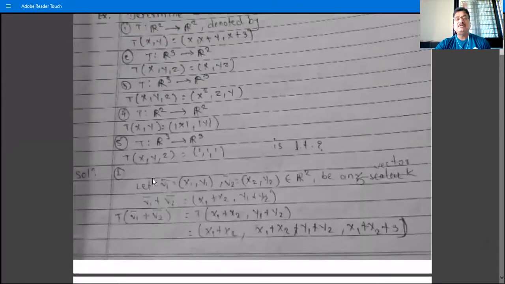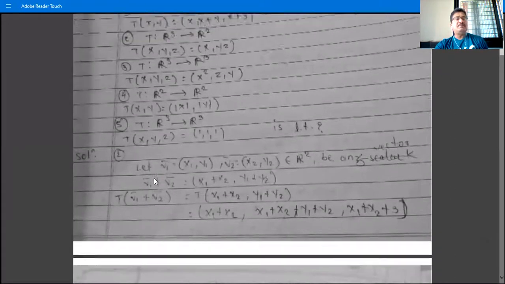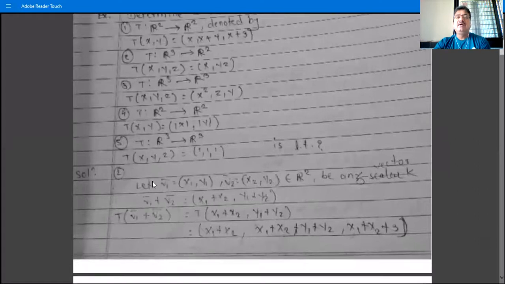So in some examples, condition 2 fails. In some examples, condition number 1 fails. In some examples, both conditions fail. So we have to write only one condition that fails, that is the counter example for one out of the two conditions.